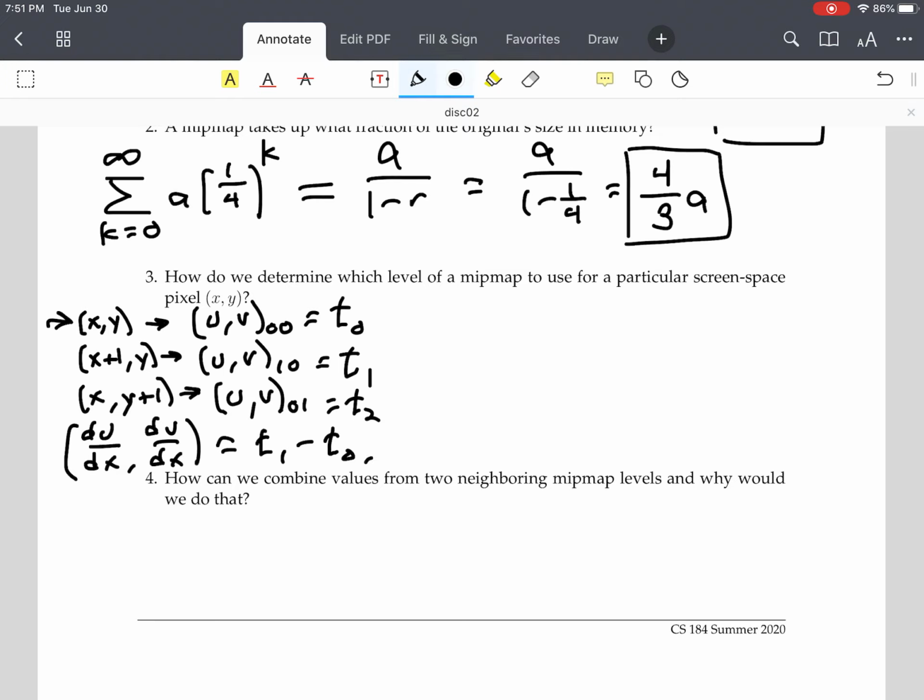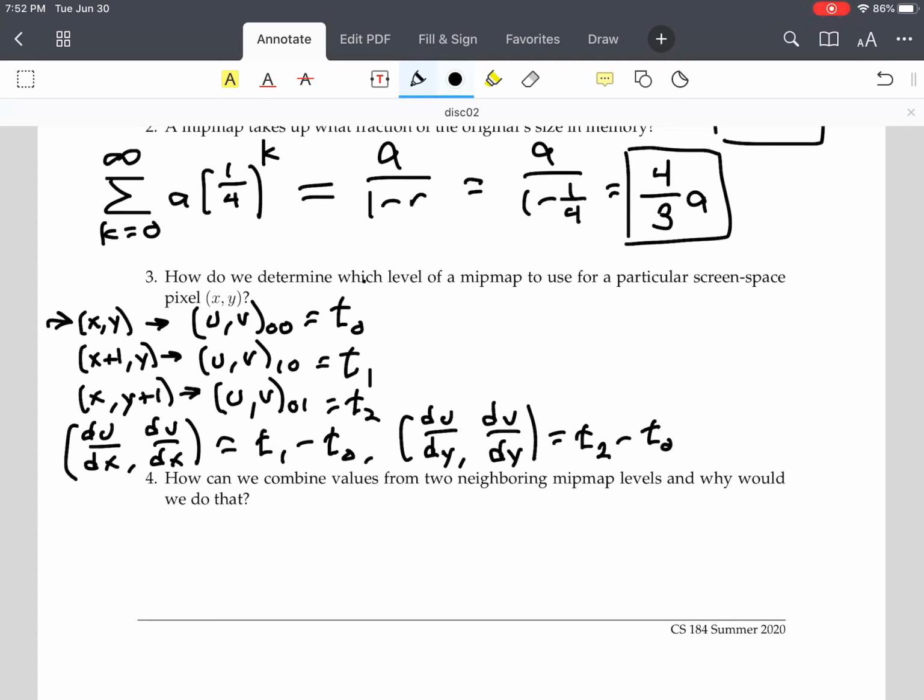And then we can write a similar thing, du dy and dv dy, except this time we're going to go T2 minus T0, because for T2 we moved one pixel in the y direction but kept the x the same. Okay, so now that we have these two vectors, we have how much the UV coordinates change moving in x and how much moving in y. What we want to find is which one of these do we move more in.